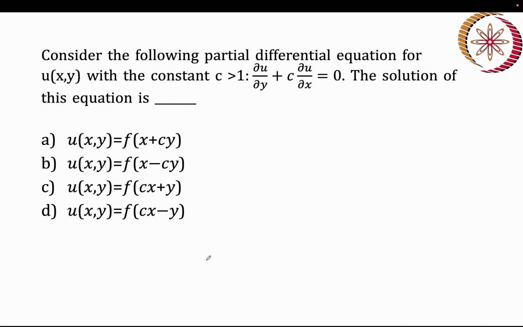So consider the following partial differential equation for u of x, y with the constant c, and this is the equation given: ∂u/∂y + c ∂u/∂x. The solution of this equation is, okay, so this actually represents the wave which is moving in one particular direction. So we'll find out what direction it is moving. So we'll start solving this.